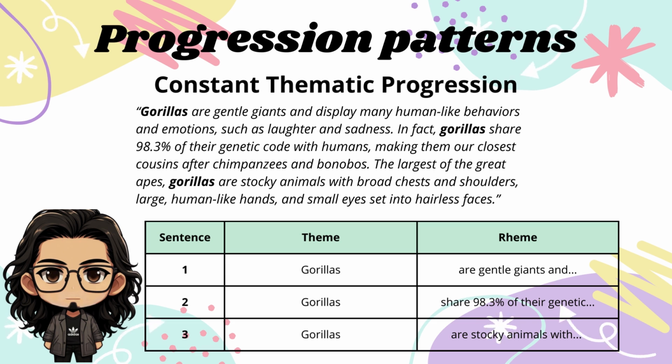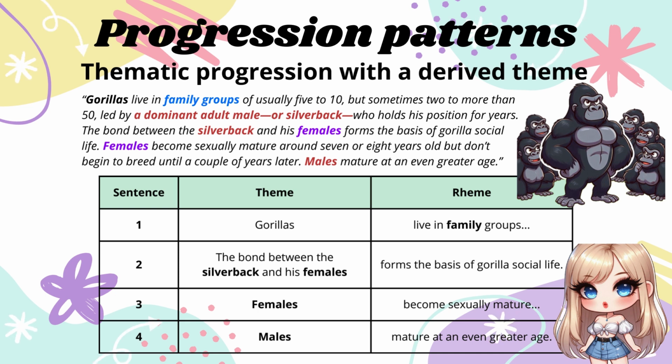However, as we can observe in this table, each sentence provides new information about the subject, and each piece of new information is what we know as rhemes. The second class of progression patterns that we found in this text is thematic progression with a derived theme. In this excerpt from the text, we can see that the theme of the first sentence is gorillas, just like in the example shown previously.